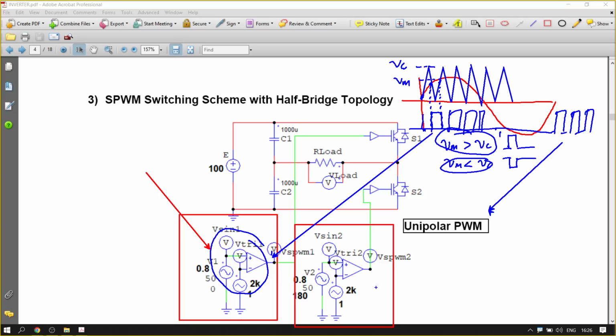Untuk comparator number 2, dia terbalik. Dia punya sinusoidal signal inverting version of the first one here. So instead of the normal sinusoidal signal, dia inverting version of the sinusoidal signals. And then we still compare with the same triangular carrier signal. Sama je. Triangular carrier dia satu. Sama. Yang sama.